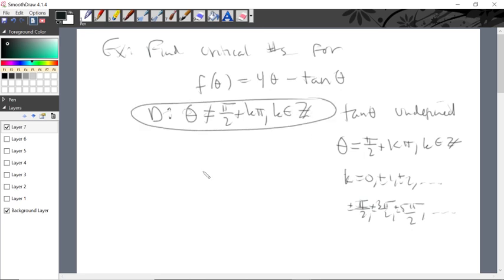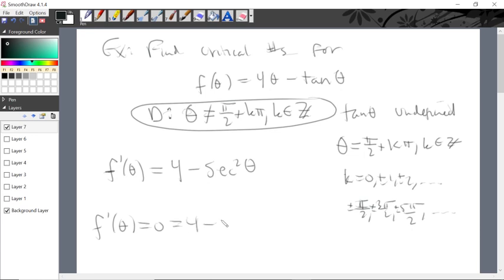There's our domain. Finding critical numbers. All right, we need f prime of theta. We're going to set the derivative equal to 0 and find out where the derivative does not exist. F prime of theta is, let's see, 4, right? Derivative of 4 theta with respect to theta is 4, minus the derivative of tangent, which is secant squared theta.